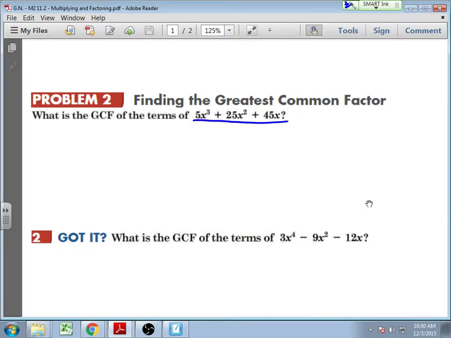I'd like you guys to show the division on your paper. What's our common factor that we can pull out of all of these? 5x, right? So then that comes down in front of parentheses.